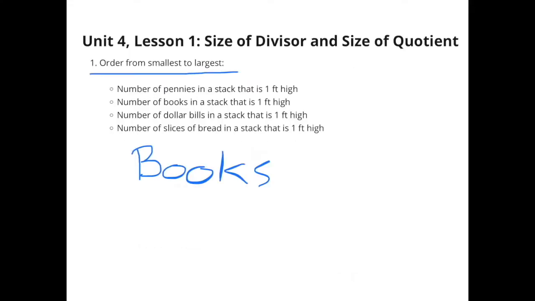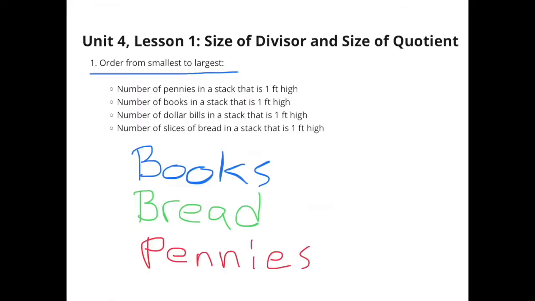Since most books are thicker than pennies, dollar bills, and slices of bread, there would be fewer books in a stack that's 1 foot high. The next fewest in a stack 1 foot high would be slices of bread because they're thicker than both pennies and dollar bills. Pennies are thicker than dollar bills, and the thinnest of them all are the dollar bills. You'd be able to fit more of these in a stack that's 1 foot high.